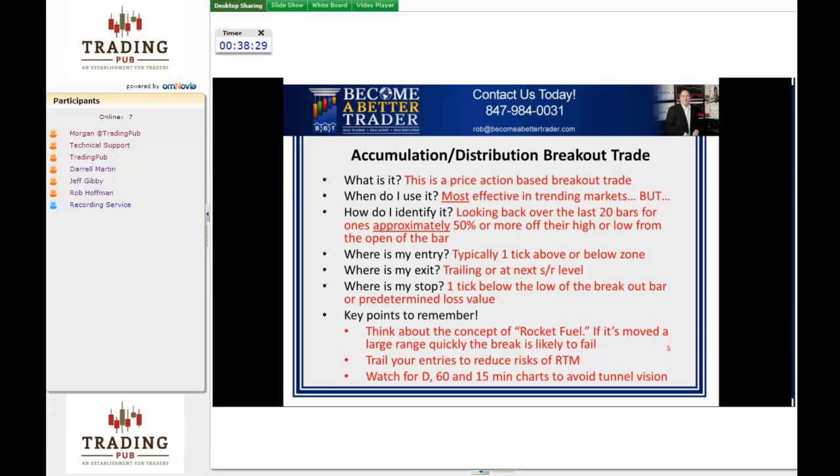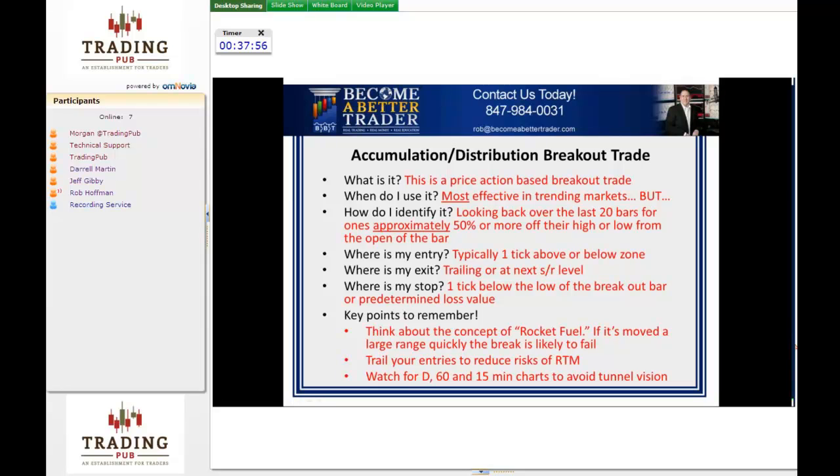Then what I want to do is watch the daily, 60-minute, and 15-minute charts. I want to make sure I'm focusing on those higher time frames to avoid the tunnel vision factor. That is a real key factor here as well. Because if you just look at this on a 2-minute chart, or focus on the 5-minute chart, then you're going to get kind of a tunnel vision and not look at some of the bigger picture.